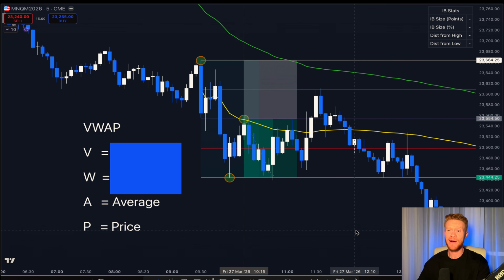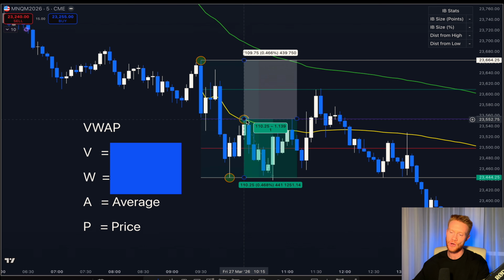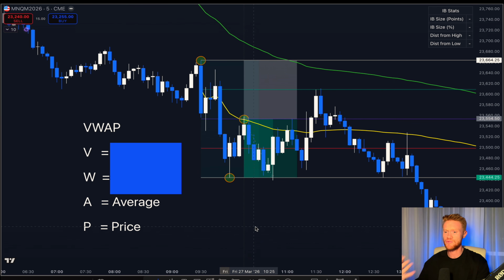So basically the VWAP is the average price that is being traded for that particular asset at that particular time. So at 10:15 for MNQ, the average price at that time was 23,553, because it works out the average of the high and the low and it's got your average there. So that's what average price basically means. Really, really simple, nice example there.